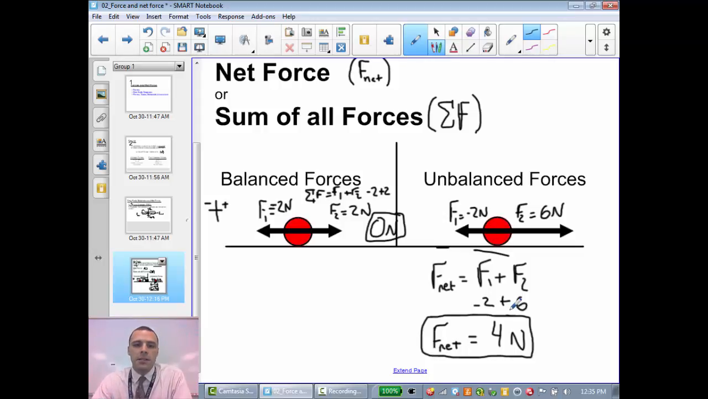So when we're looking at forces, what we need to do is realize that it's just a push or a pull, and that we can draw the forces coming from the center of the object, and we call this drawing a free body diagram. And then we can calculate the sum of the forces, the net force acting on the object. And if it turns out to be 0, we call that balanced, and if it comes out to be something other than 0, we call that unbalanced.